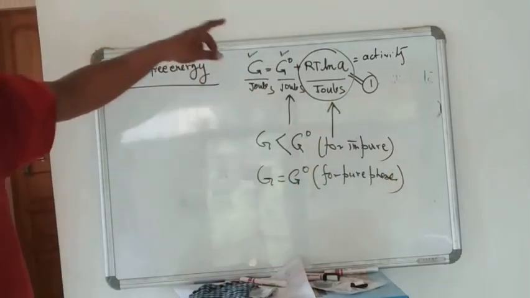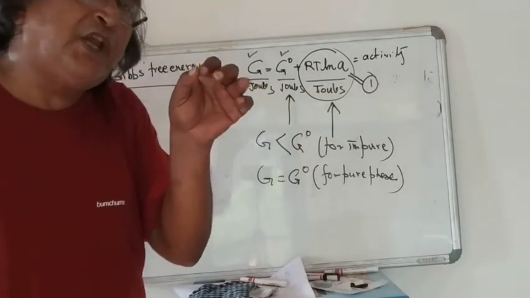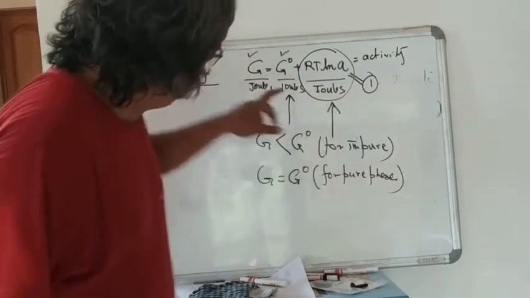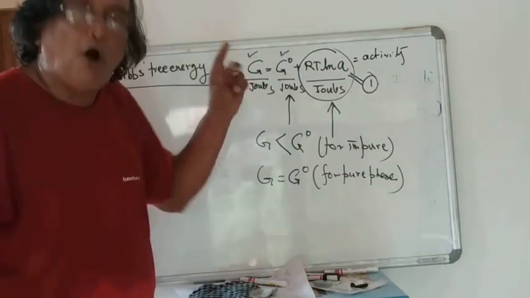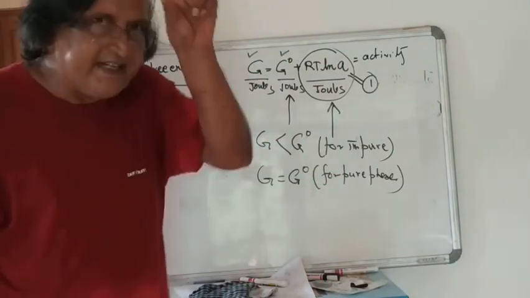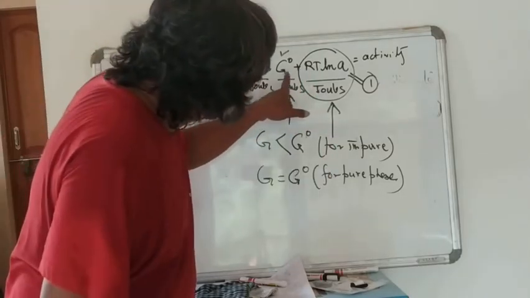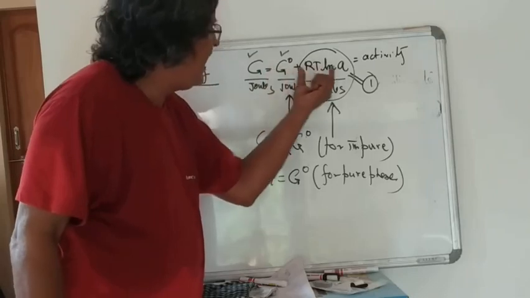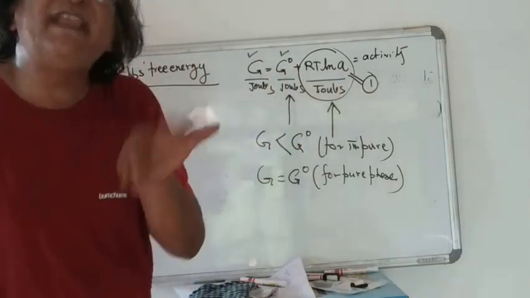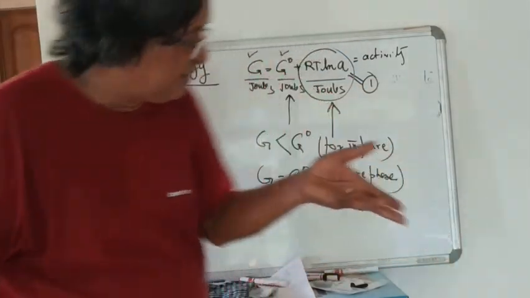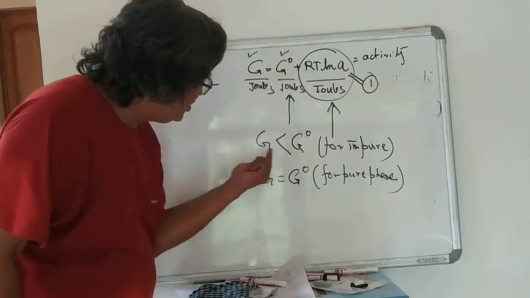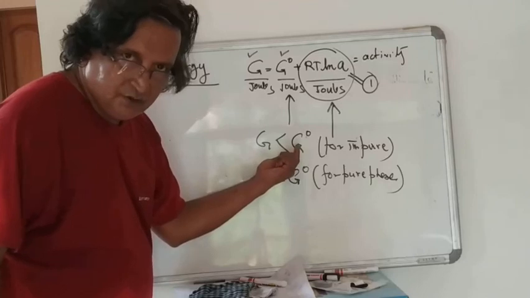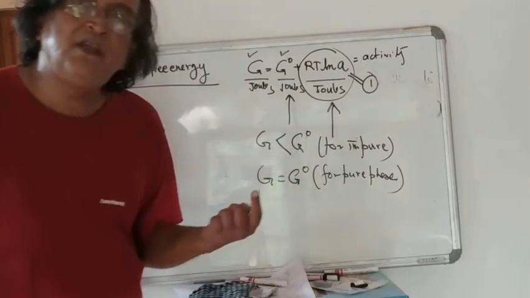So, G0 is the free energy of the pure phase. G is the free energy of the phase. It contains two parts: the free energy due to purity, and the free energy of impurity. So if it is impure, then G will be smaller than G0. If it is pure, G will be equal to G0.